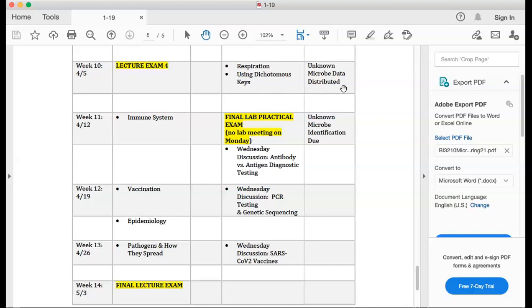I do also want to just point out that you have your final lab practical exam the following week, so the week of April 12th. It doesn't mean that we don't have lab after that, we do. But in terms of all of the things we've been learning so far about bacteria and biochemical testing, those will be covered in that final lab practical exam. So just something to know is coming in the next couple of weeks as we continue to work through the labs.